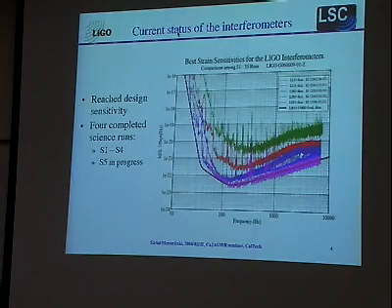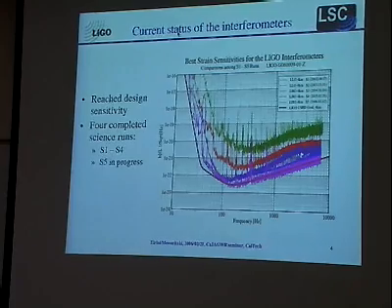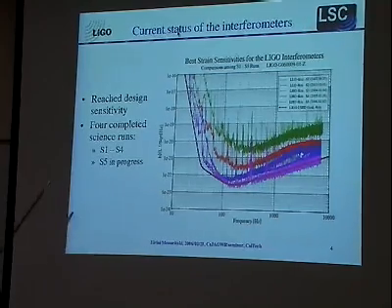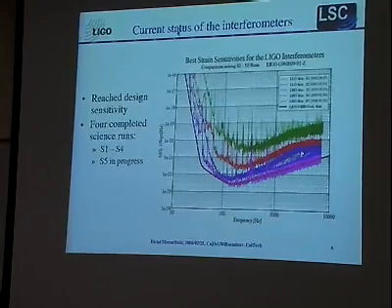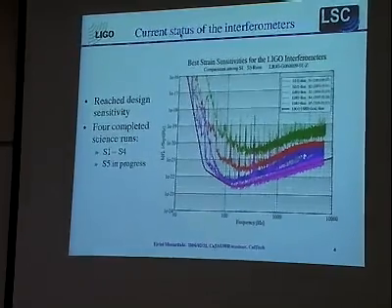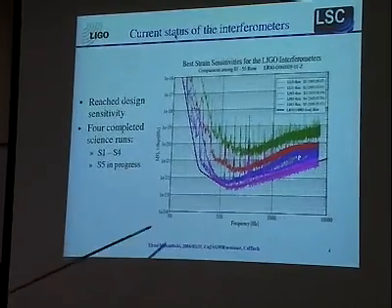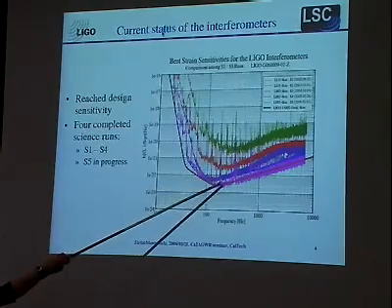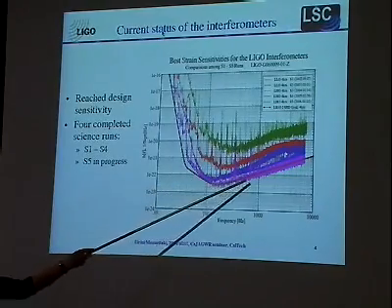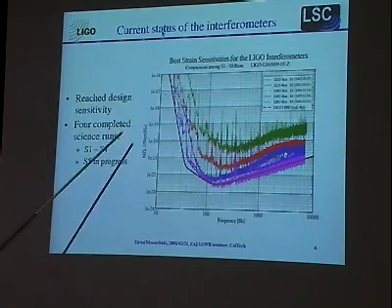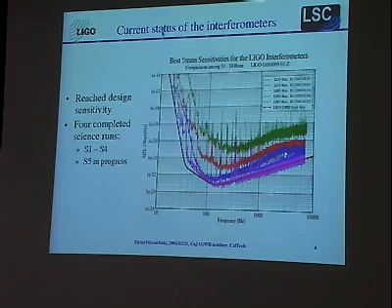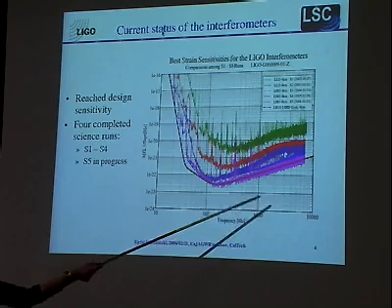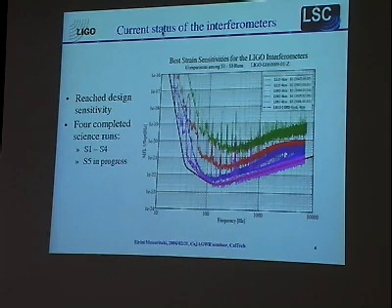So the status of the LIGO interferometers is that they've reached design sensitivity. We've completed 4 science runs, which we name S1, S2, S3, and S4. And the 5th science run is in progress. In this plot, you can see the noise curves from S1 through S5. S5 is the purple curve. And the smooth curve is the design goal for initial LIGO. And you can see that at frequencies above 100 hertz, that has been reached.